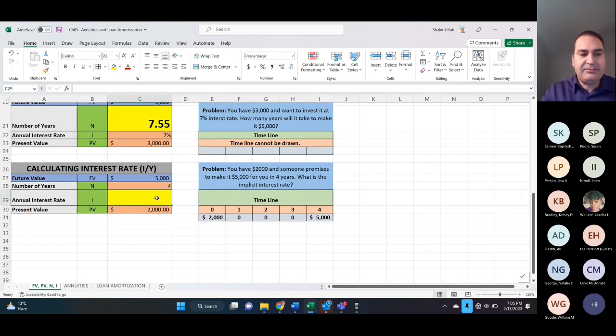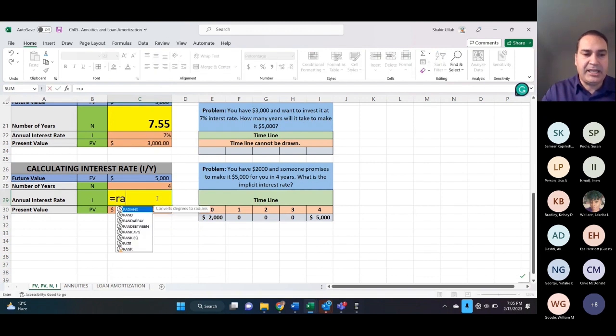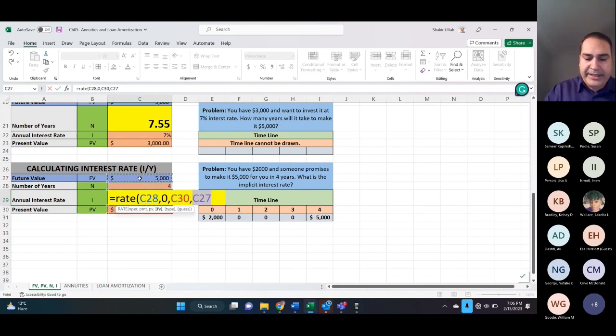And the formula in Excel for that is rate, R-A-T-E. As soon as you start the parentheses, it starts asking for the variables. The first variable is NPER, number of periods, comma, payment, that is again zero. You can see on the timeline, there is no payment, so that is zero. Comma, present value, so that should be this number right here. Comma, future value, it is right here. And then type is zero, and forget about the guess. We don't have to do that.